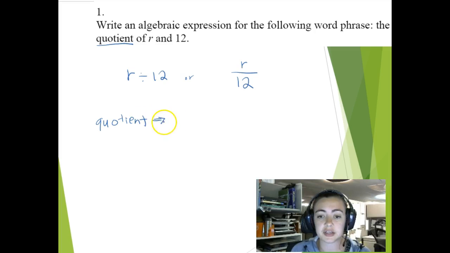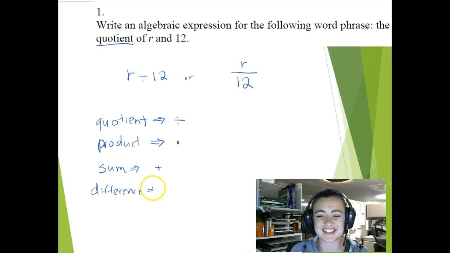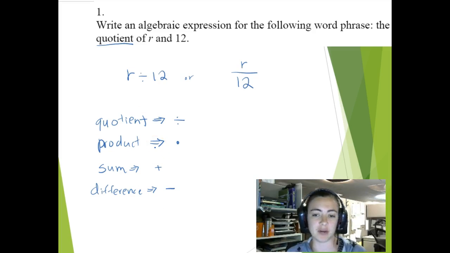quotient talks about division. Product, if you hear that word or see that written down, it's talking about multiplication. Sum, it's talking about addition. Difference is talking about subtraction. There are other words that you've gone over, but those are kind of the four main ones to describe the four algebraic expressions, operations here.